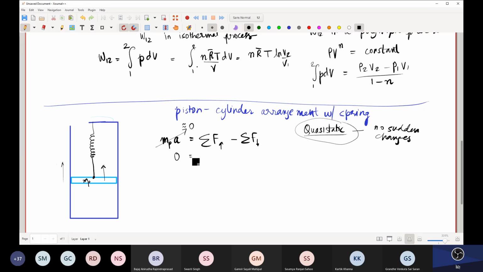So 0 is approximately equal to the sum of all forces acting upwards minus the sum of all forces acting downwards. So what are the forces acting upwards? The force acting upwards on this particular piston is due to pressure, so it will be the pressure times the area. What are the forces acting downwards? Now the spring force and mass. So let us divide it into spring force and mass. Okay, this is it.